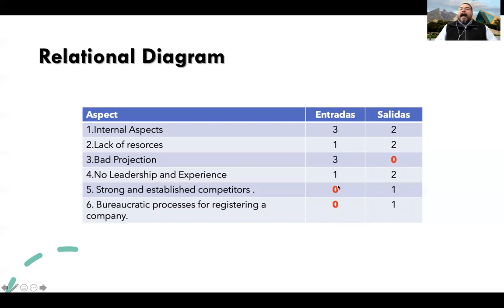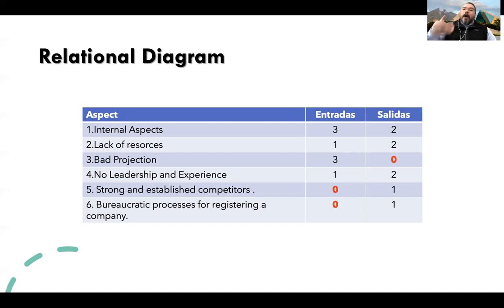You'll notice that I have put into red those that don't have any ins and those that don't have any outs. This is because those that don't have any ins means that nobody else causes those ideas. Nobody causes strong and established competitors. Nobody causes bureaucratic process for registering the company from these ideas. No other ideas cause this. So these are the main causes of the problem. And the one with no outs is the main consequence.